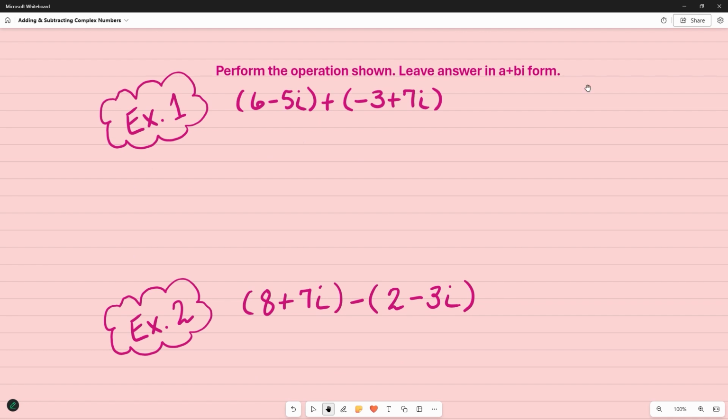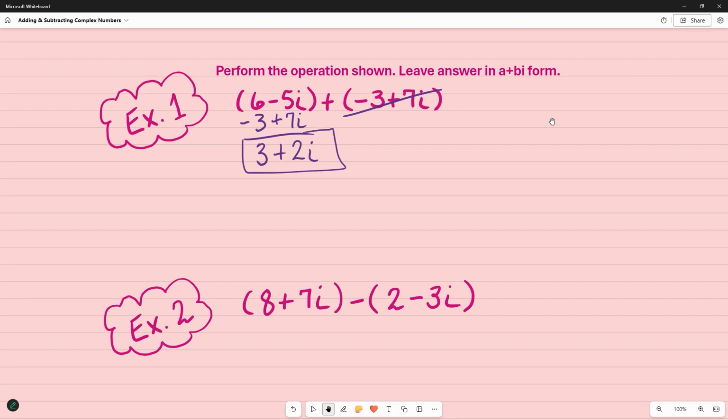What I'm going to do is take this -3 because I'm not changing any signs if there's a plus sign here. And I'm going to put that over here with the like term 6. So I have -3 and then I have positive 7i that I'm going to add to that -5i. Now I no longer need that and I just simplify it. So 6 minus 3 is 3 and then -5i plus 7i is positive 2i.